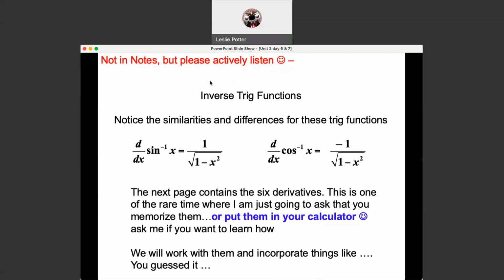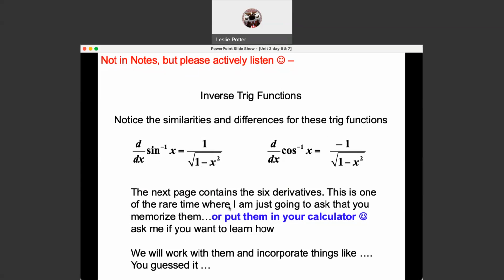So I think we can relate back to just regular trig functions, right? The derivative of sine is cosine, but the derivative of cosine is negative sine, right? All the co-derivatives are negative, and that's true here too. The derivative of the inverse cosine is a negative value. Derivative of the inverse sine is a positive value. And that pattern continues.